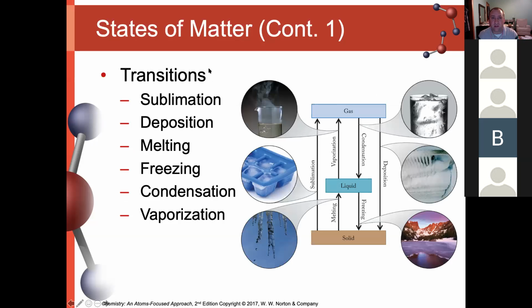Now, when it comes to phase changes, there are 6 phase changes, in fact, and we've grouped them together based upon the phase change that's actually taking place. So these 2 here are phase transitions associated with a solid going to a gas and vice versa.